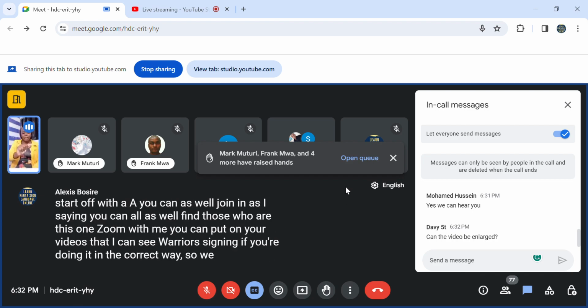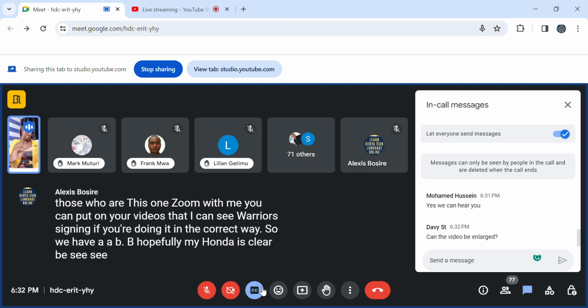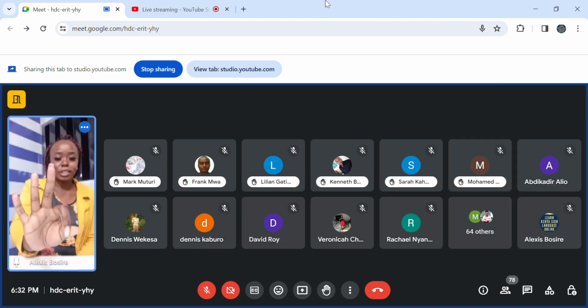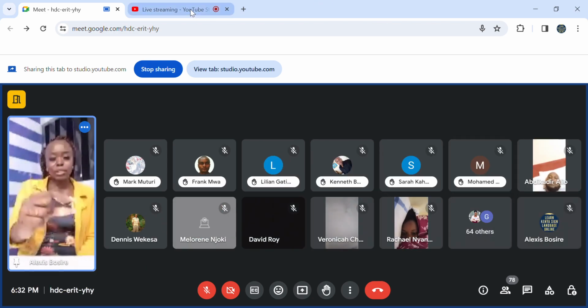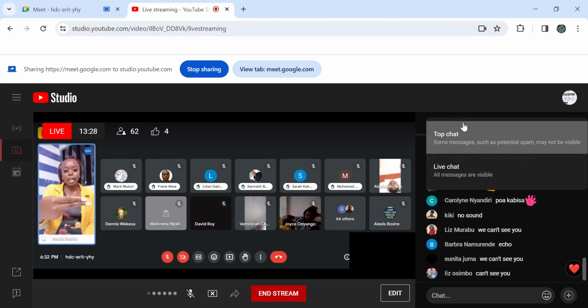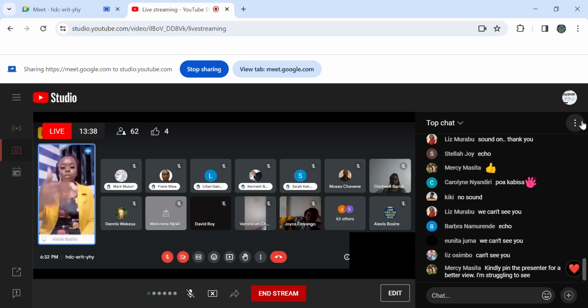So we have A, B. Hopefully my hand is clear. B, C, D, and then E. We move on to F, G, H. And remember, while signing these alphabets, always face the audience, and your hand shouldn't be too close to you or too far from you, right?